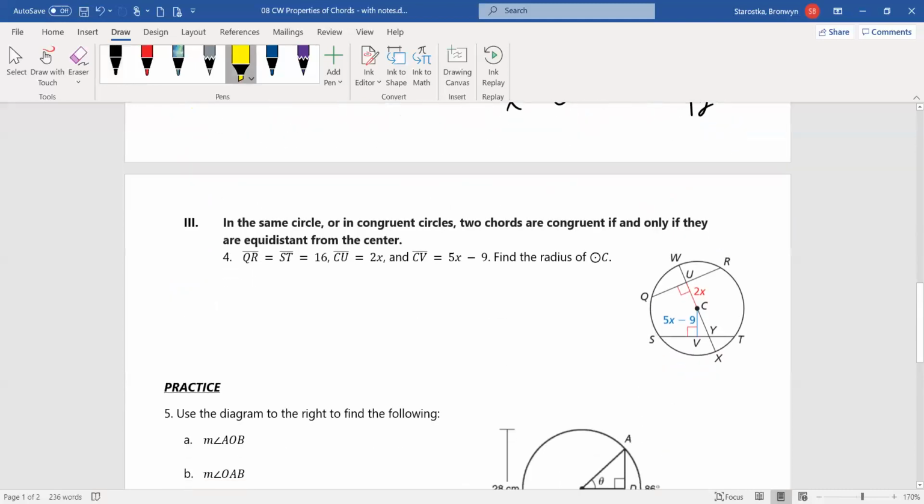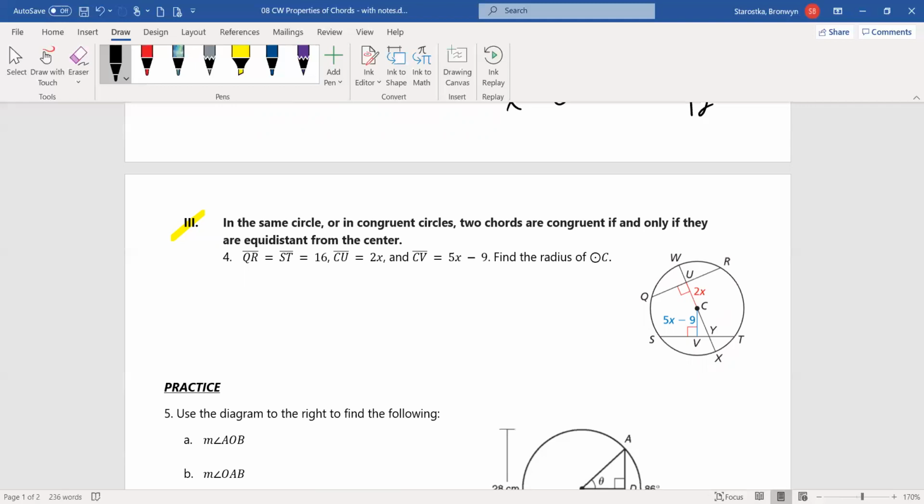And the last rule we're going to study is that in the same circle or in congruent circles, two chords are congruent if and only if they are equidistant from the center. So CV and CU are congruent. We can set them equal to each other, but we've got some more information here. QR equals ST, and they both equal 16. Let's find X first, and then let's go look for the radius. We might need to draw some pictures here.